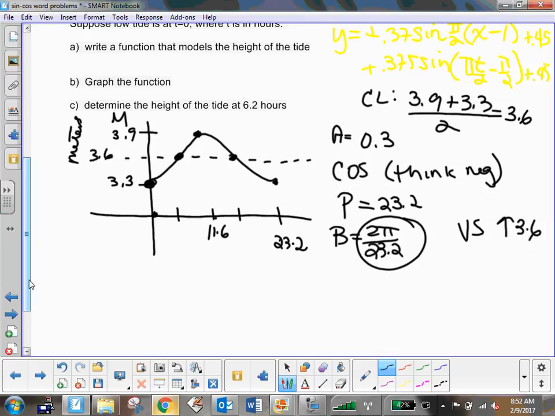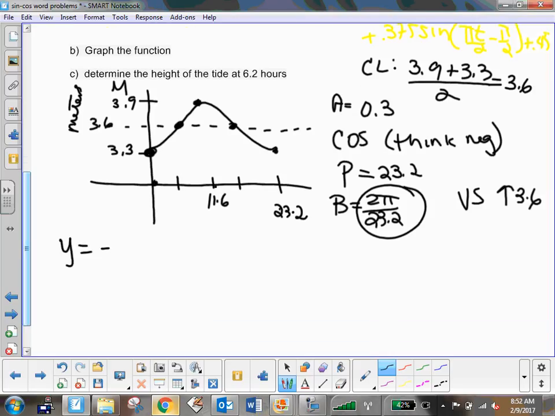So we're going to write this as a cosine. Y equals negative 0.3 cosine. Our B is 2 pi over 23.2 parentheses time. We're not shifting. And then plus 3.6.